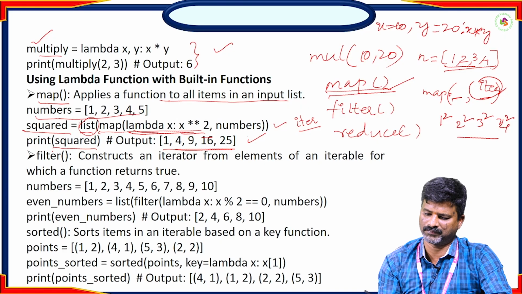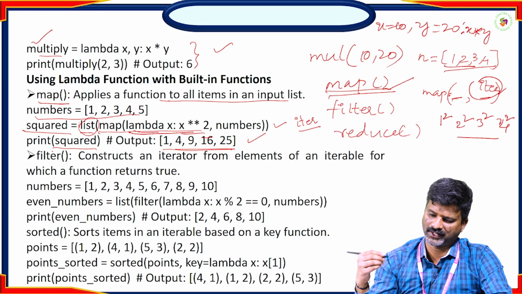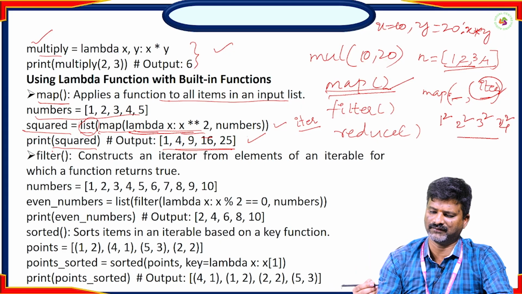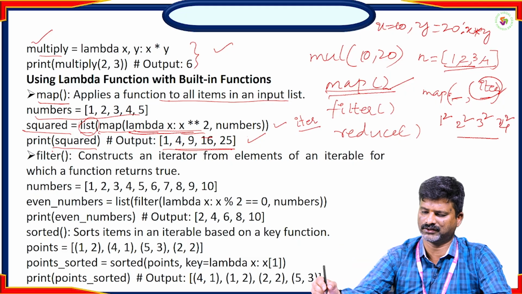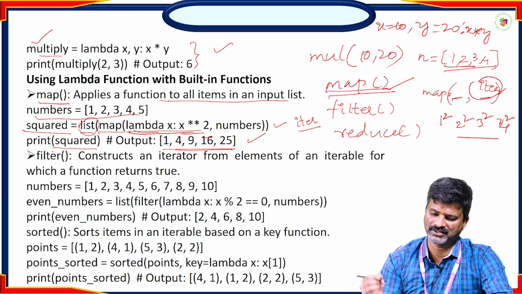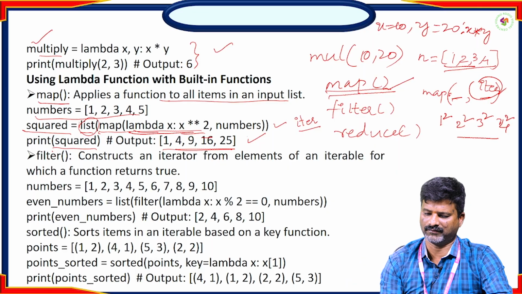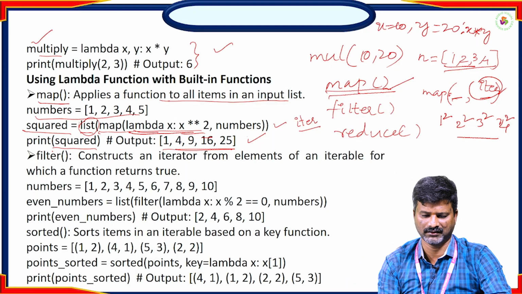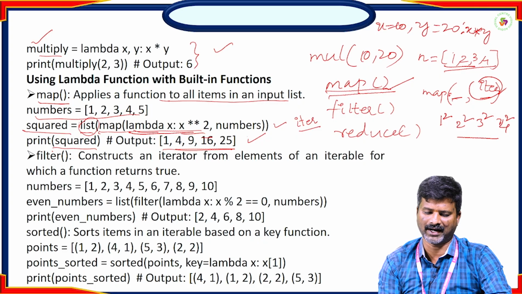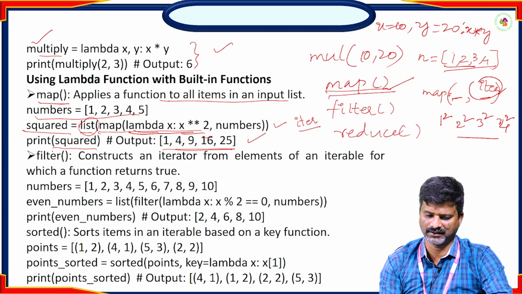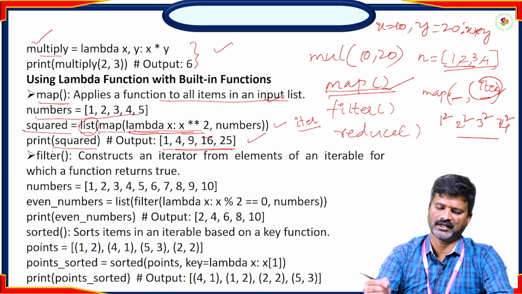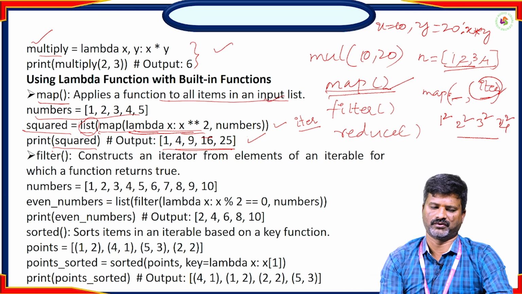Like this, you want to square or multiply each and every number, for example with 2: 1 into 2, 2 into 2, 3 into 2, some constant value, then in that case also map will be applied. It means whatever functionality or logic you want to apply to all the elements or items in a given input list, in those situations this map function will be useful.